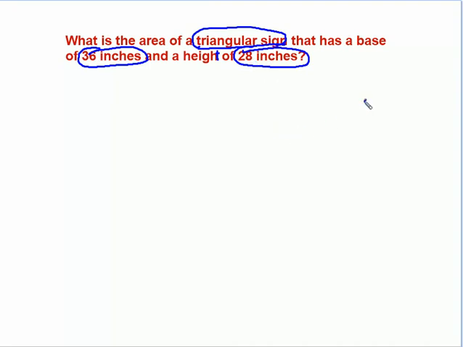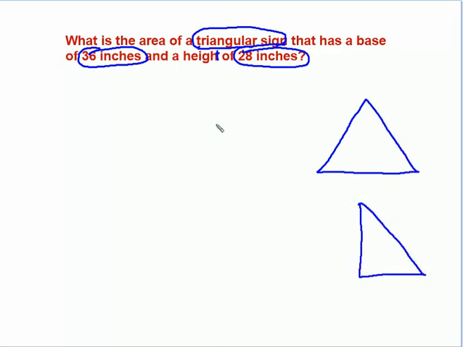Well, I could try to draw out the sign, but I really don't know what it looks like. It could look like that. It could look like this. For all I know, it could look something like that. Who knows what that sign looks like? We don't really care, because we know a formula for the area of a triangle, and that is 1/2 times the base times the height, and that will get me the area of any triangle.